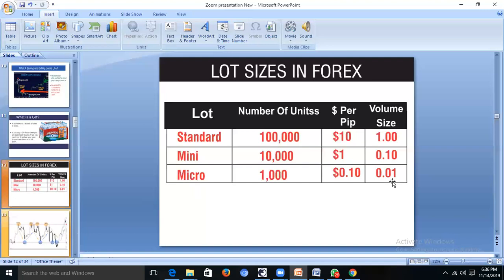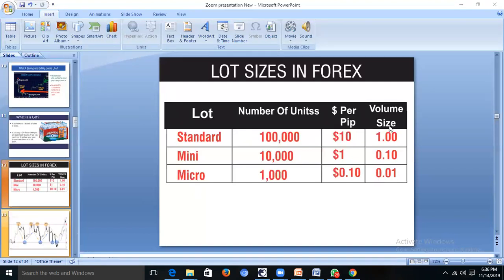This is how it's going to look on MetaTrader 4. If you have not opened your downloaded MetaTrader 4, you should do that. This is how it looks on the platform, and this is how you are going to place the trade. If it is a standard lot, it's going to be 1.00. If it is a mini lot, it's going to be 0.10. If it is a micro lot, take note of this.